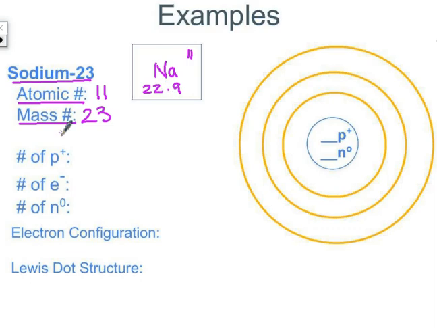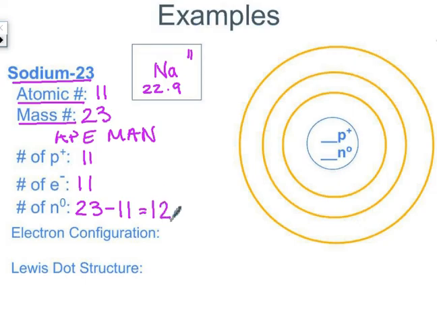So now again, we can look at APE MAN to figure out the number of protons, electrons, and neutrons. So the number of protons will always equal the atomic number, which is 11. The number of electrons is also 11. And our number of neutrons is always going to be our atomic mass minus the atomic number, which is going to give me 12.